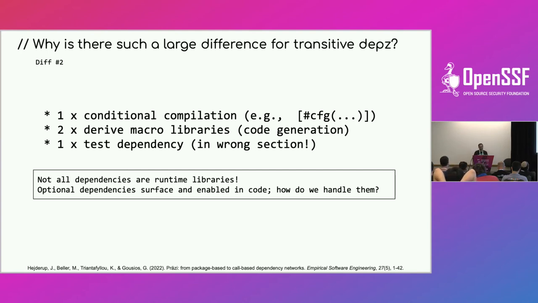And then another thing, which I would say is more of a linting category thing, is that you have the test dependency. So if you wrongly declare it in your default, where you would have your regular dependencies.